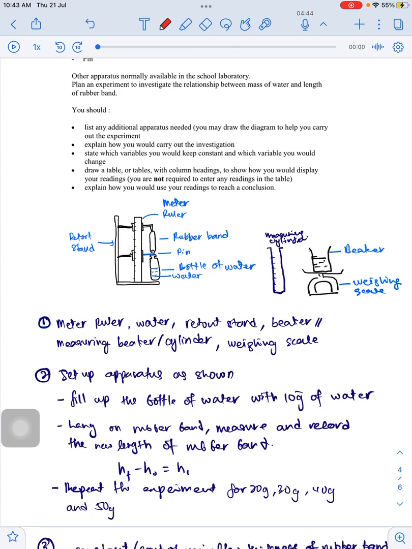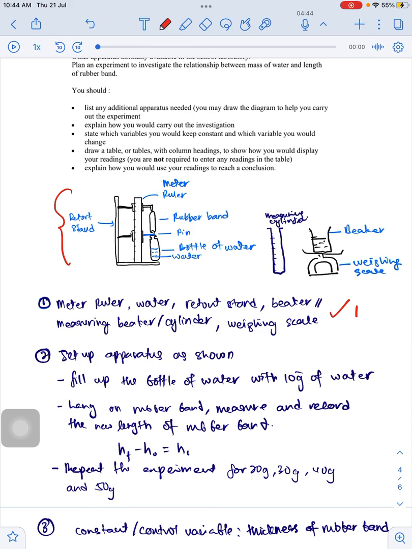So we have meter rule, water, retort stand, beaker, measuring cylinder, weighing scale. Okay, it's either one: either measuring cylinder or weighing scale. Okay, so another one mark here. For the diagram, there is no mark, but it can help you to gain the mark. Okay, so set up, and then the next one is explain how you will carry out the investigation.